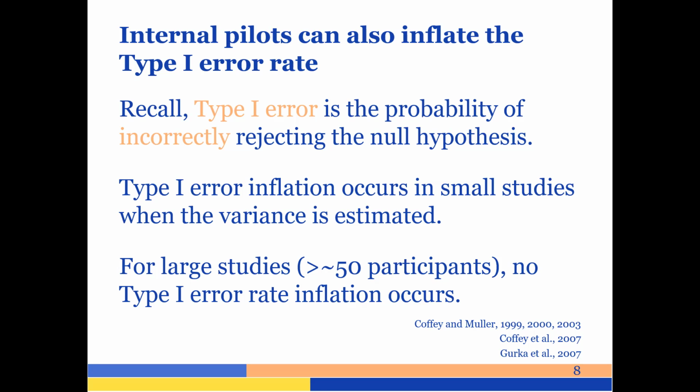On top of that, if you mess with the data, you also have to mess with your type 1 error rate to prevent type 1 error rate inflation. Remember, type 1 error is the probability of rejecting the null hypothesis when you should not. Type 1 error rates can inflate in small studies when variance is estimated, like we do in internal pilots. However, in large studies with greater than 50 participants, you can actually conduct your internal pilot and get away without appreciable type 1 error rate inflation.